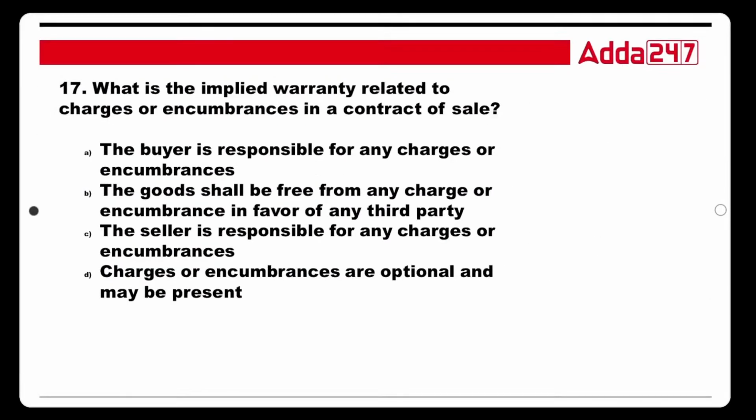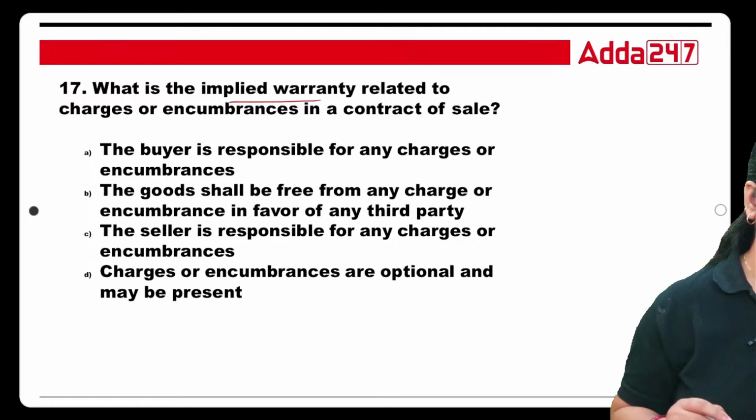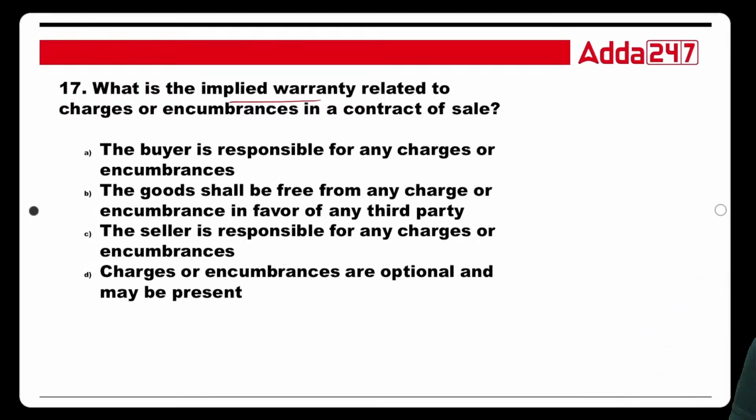Okay, now, what is the implied warranty related to the charge or encumbrance in the contract of sale? The buyer is responsible for any charge or encumbrance. The goods shall be free from any charge or encumbrance in favor of any third party. The seller is responsible for any charge or encumbrance. The charge or encumbrance is optional, may be present.